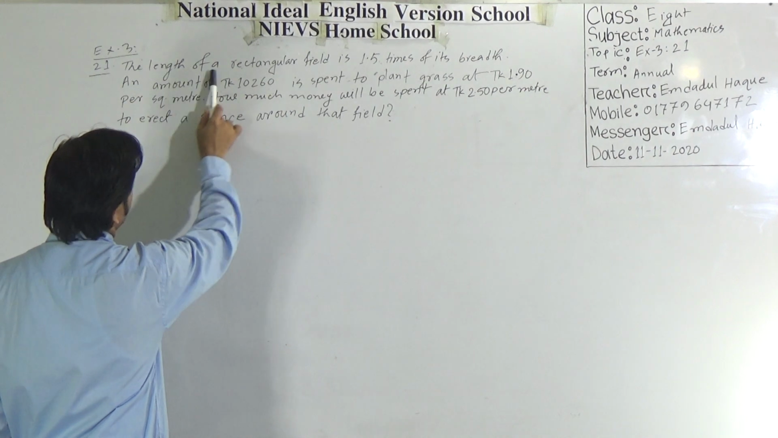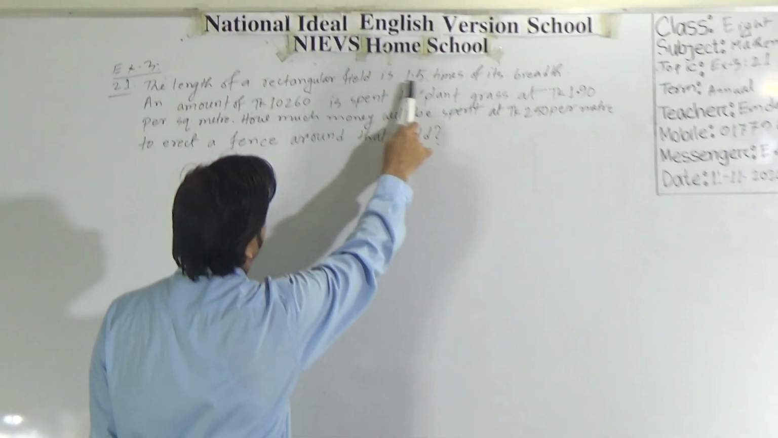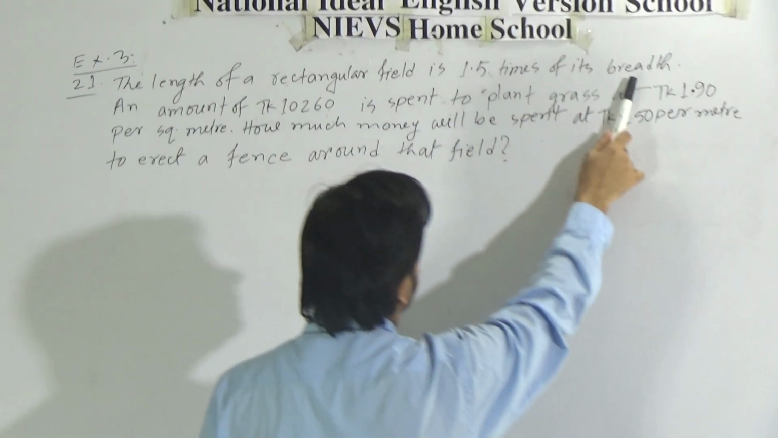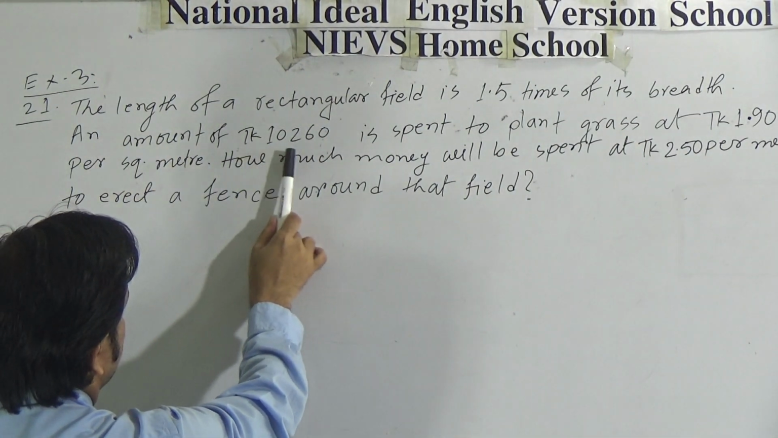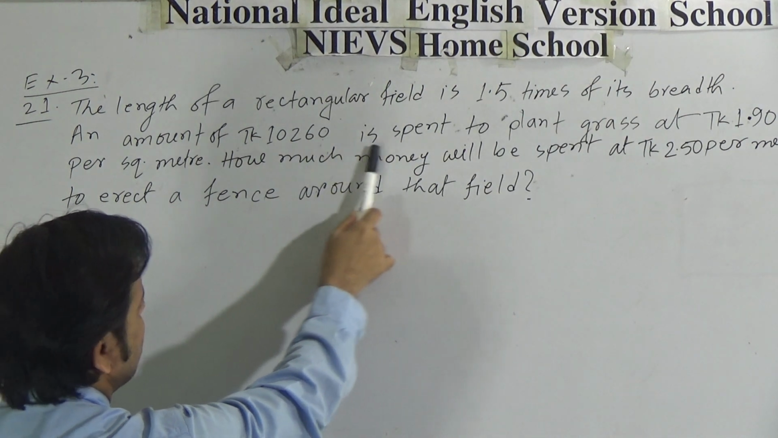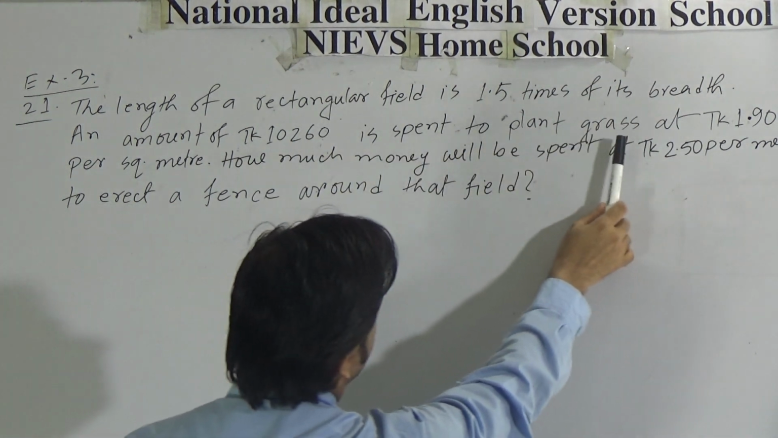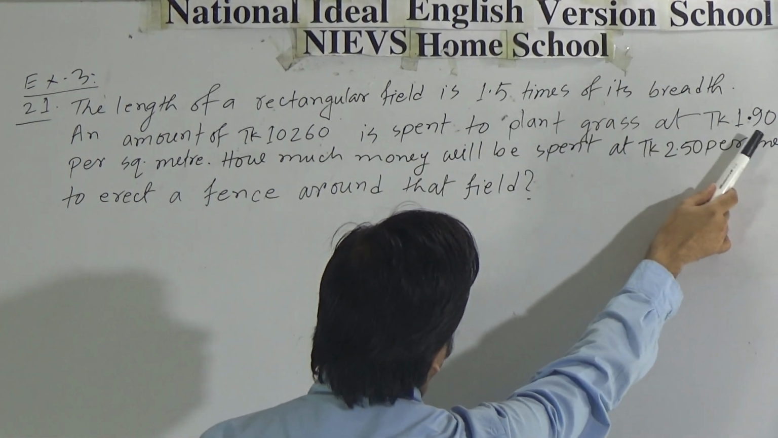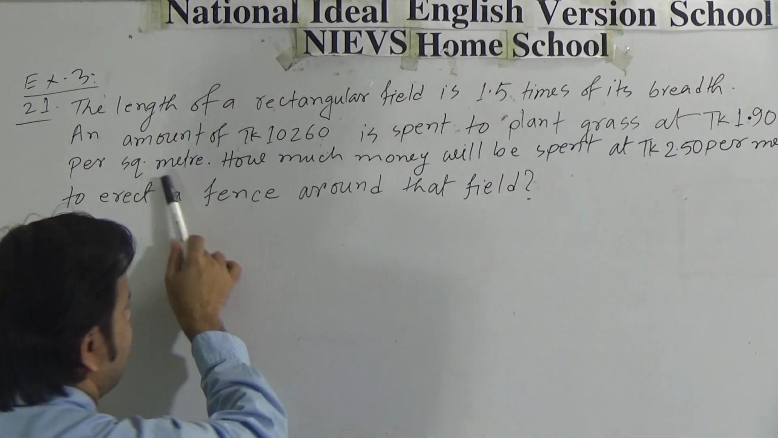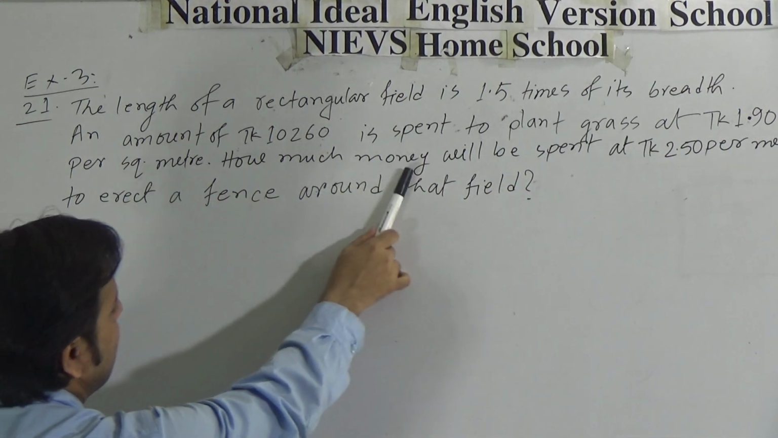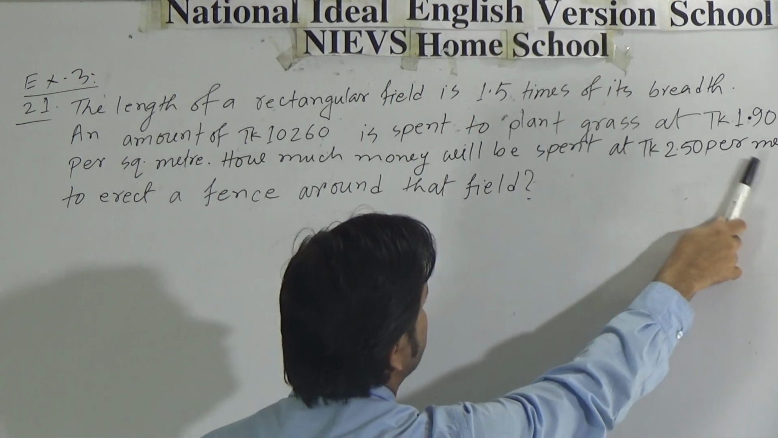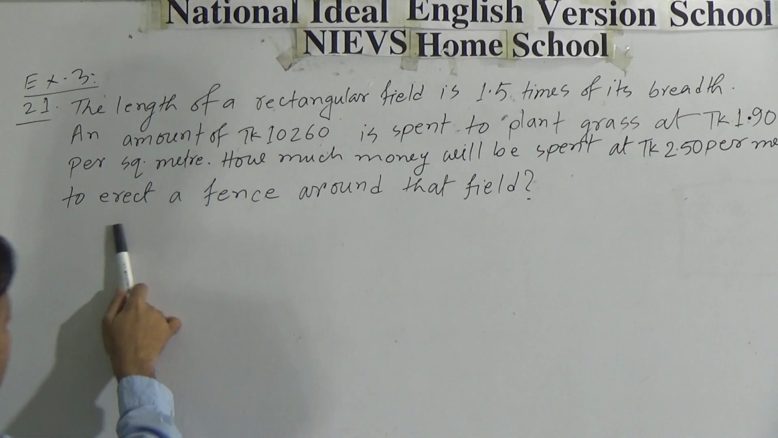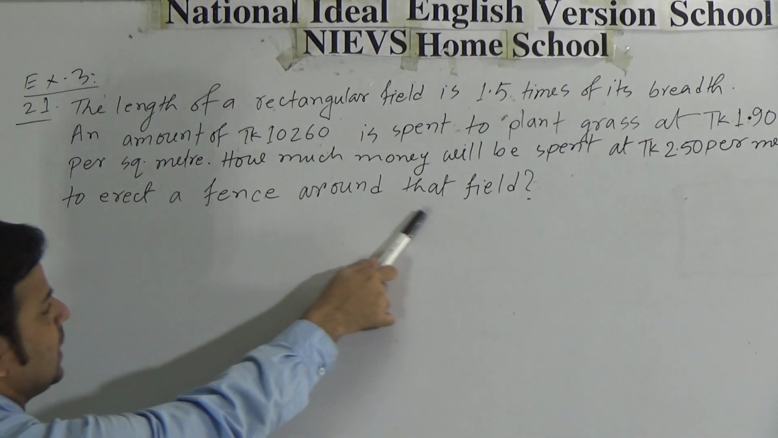The length of a rectangular field is 1.5 times its breadth. An amount of Taka 10260 is spent to plant grass at Taka 1.90 per square meter. How much money will be spent at Taka 2.50 per meter to erect a fence around that field?